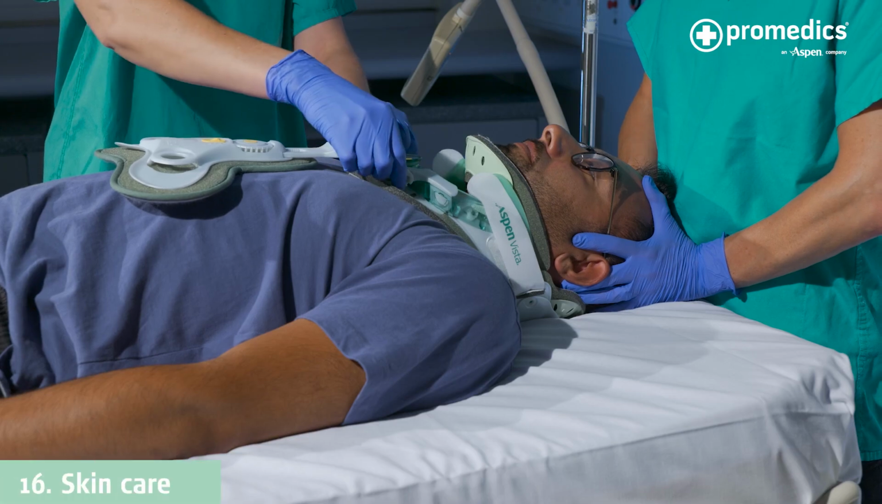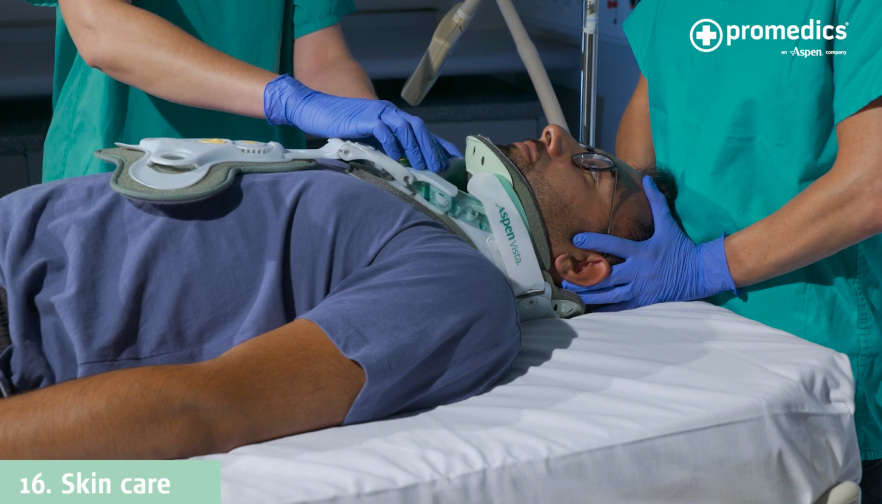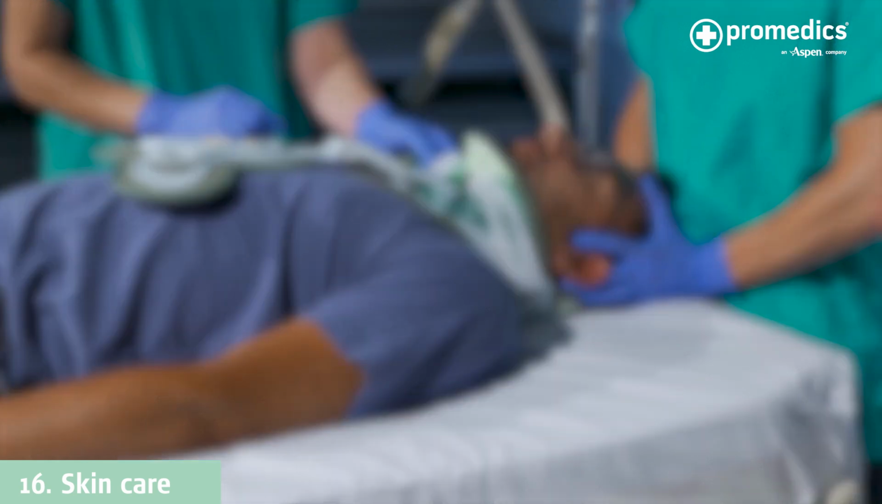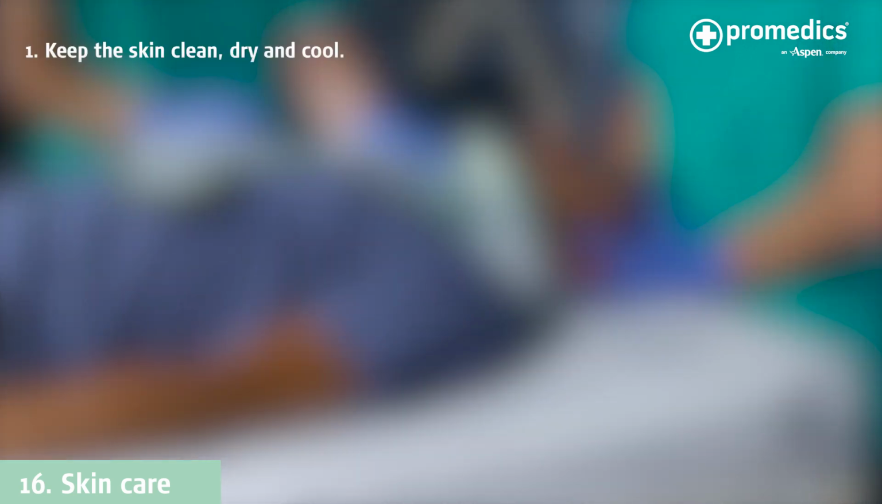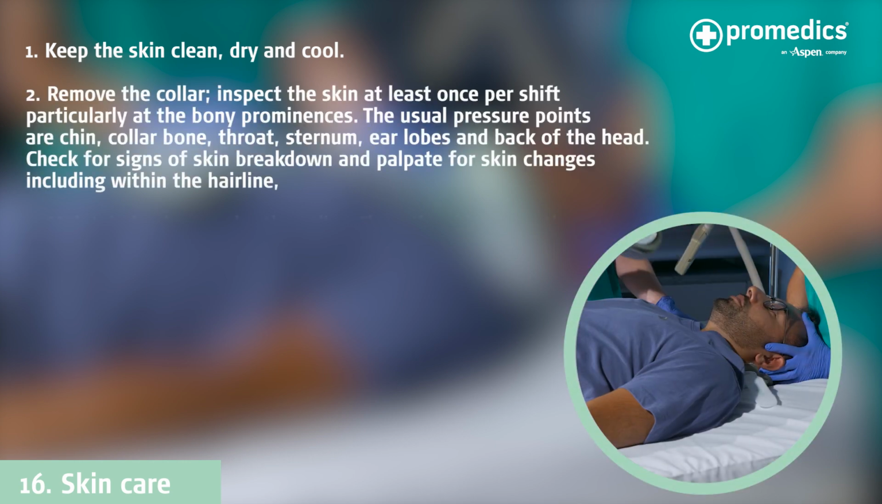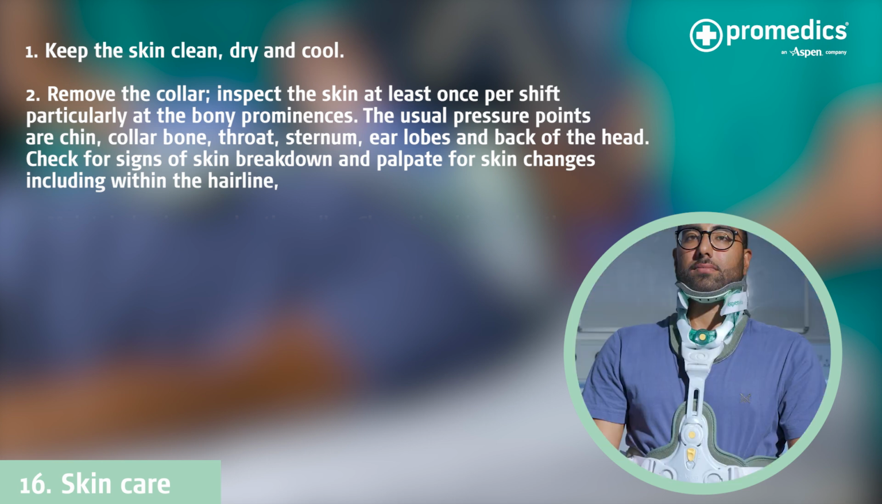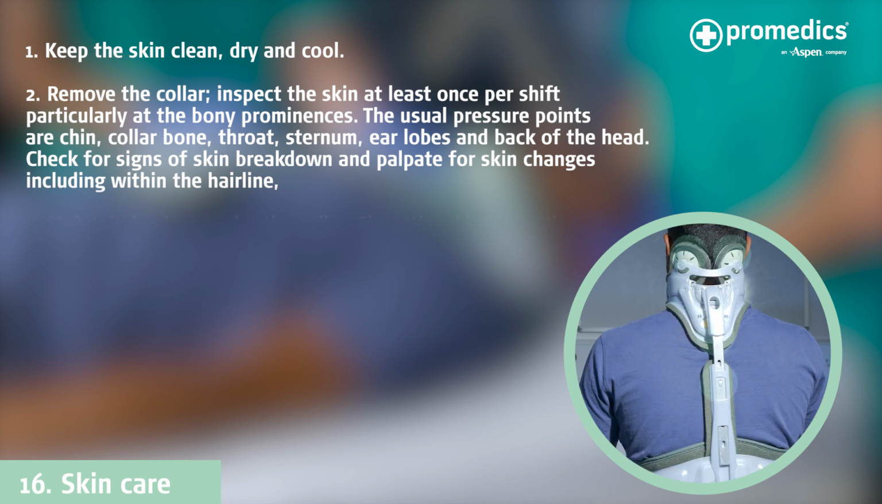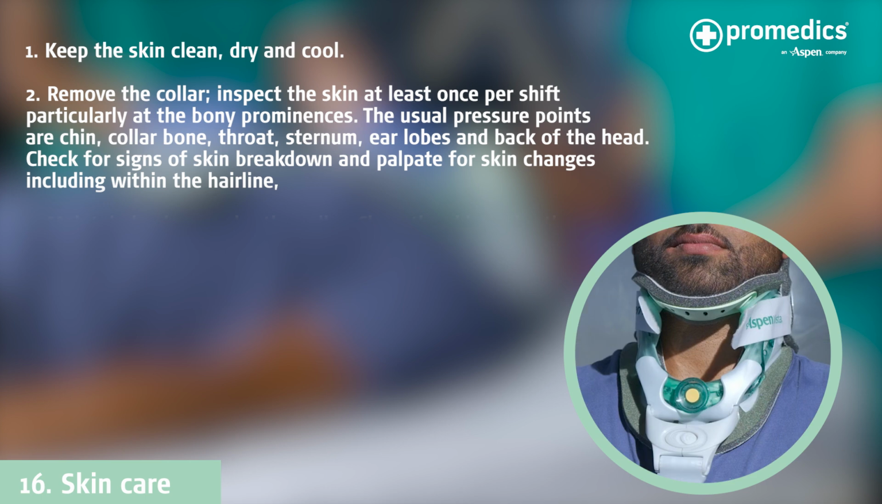A head hold should be performed on patients that are bedbound with unstable cervical spine injury. Keep the skin clean, dry and cool. Remove the collar. Inspect the skin at least once per shift, particularly at the bony prominences. The usual pressure points are chin, collarbone, throat, sternum, earlobes and the back of the head. Check for signs of skin breakdown and palpate for skin changes, including within the hairline.